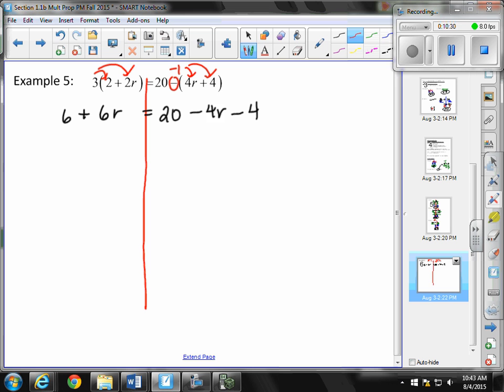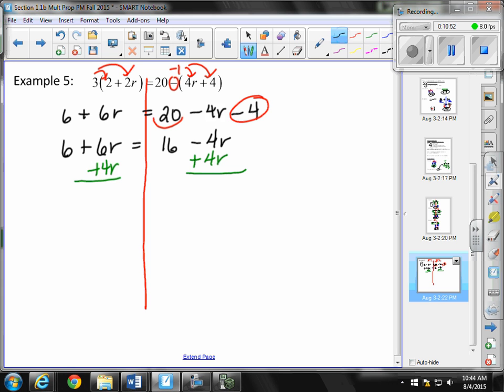On the right-hand side, I have some like terms. I have 20 minus 4. So 6 plus 6r equals 20 minus 4 is 16, and we still have minus 4r. Get all the r's together. I'm going to add 4r to both sides of my equation. 6 plus 6r plus 4r is 10r equals 16, because -4r plus 4r is 0.